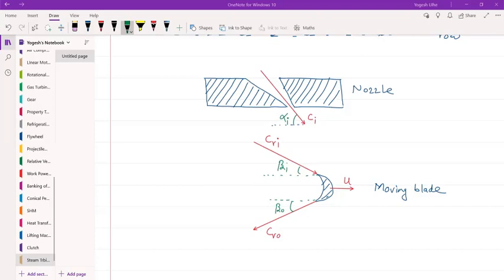Is the blade inlet angle and the blade outlet angle the same? No, Matthew sir, not the same. Maybe same, may not be same. We will see that one.